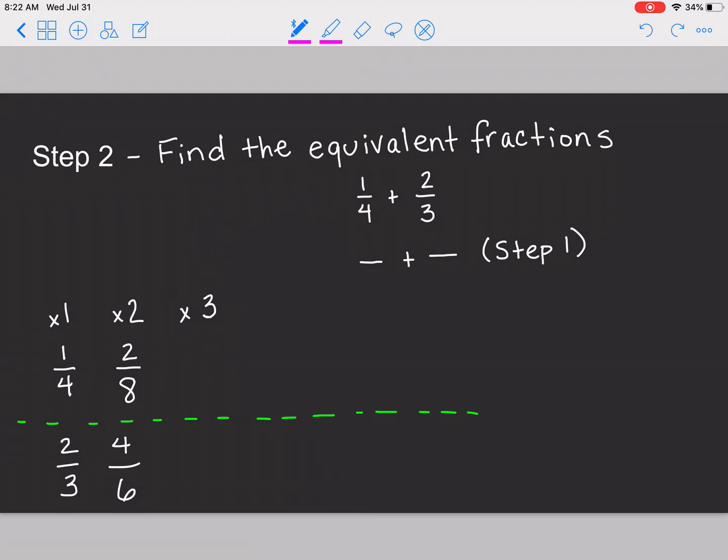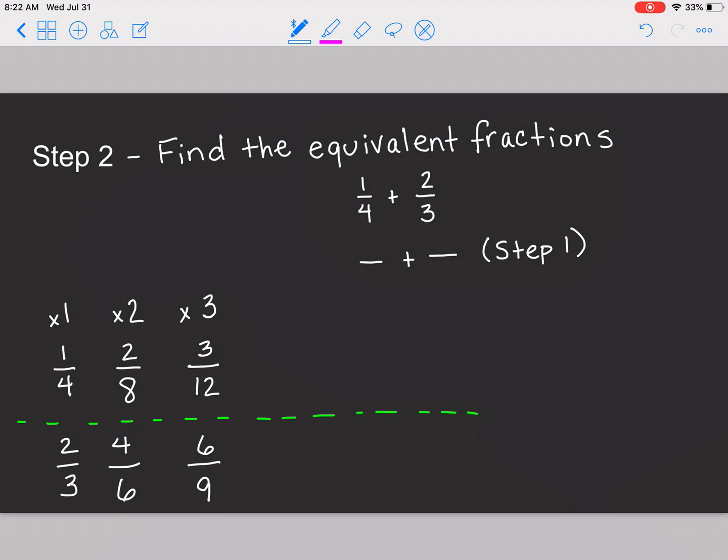So now I'm going to say 3 times 1 is 3. 3 times 4 is 12. So now I have 3/12. Again, I'm going to drop down to my 2/3. Again, you're going all the way back to this very first fraction in your list. So 3 times 2 is 6. 3 times 3 is 9.